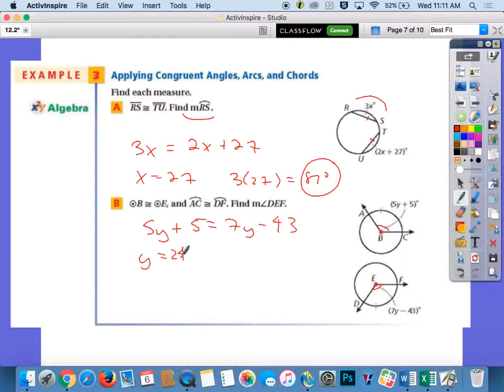Then it wants me to find the measure of angle DEF. Theoretically, they're congruent, so it doesn't matter which one you plug it into. That'd be a good way to self-check. And so then you end up getting 7 times 24 minus 43, and that's going to give me 125 degrees. So again, we're just using those different properties: the central angles, the arcs, the chords.